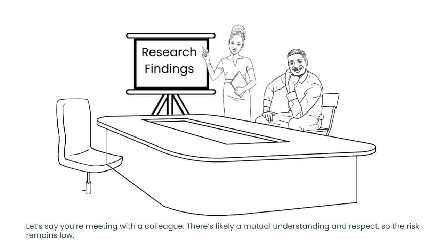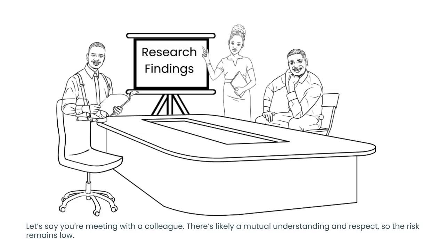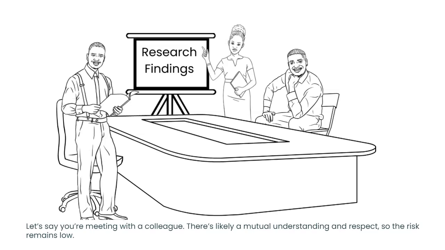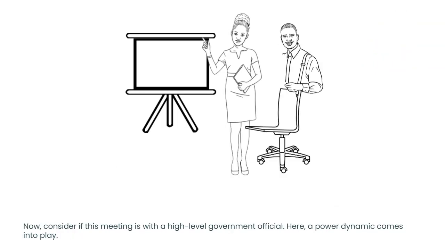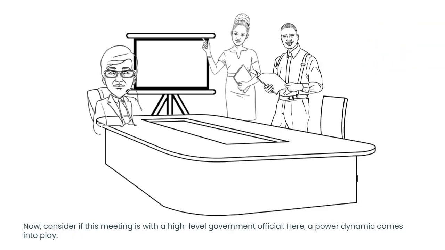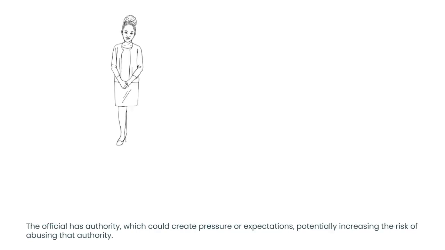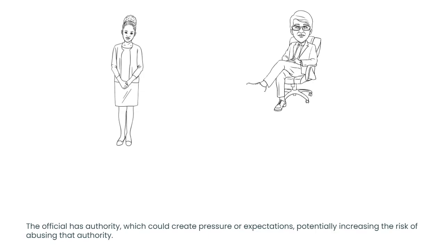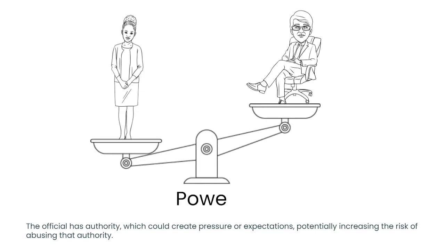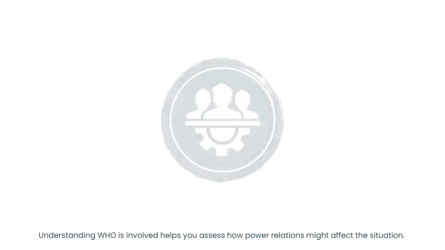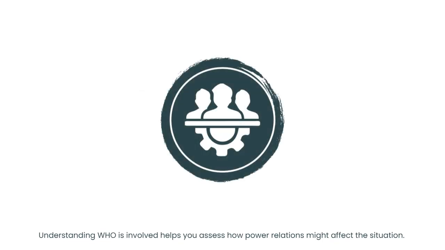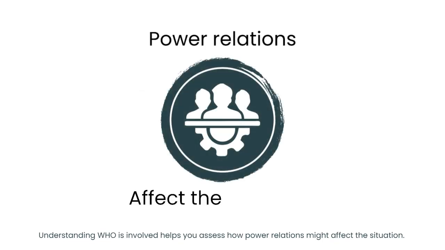Let's say you're meeting with a colleague. There's likely a mutual understanding and respect, so the risk remains low. Now consider if this meeting is with a high-level government official. Here a power dynamic comes into play. The official has authority, which could create pressure or expectations, potentially increasing the risk of abusing that authority. Understanding who is involved helps you assess how power relations might affect the situation.